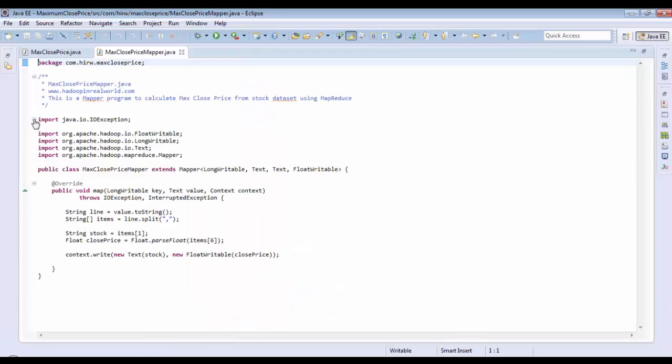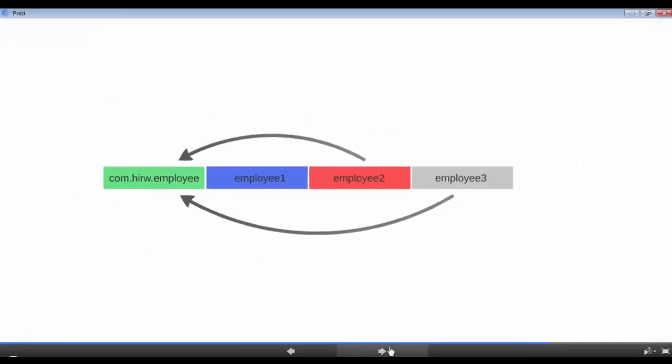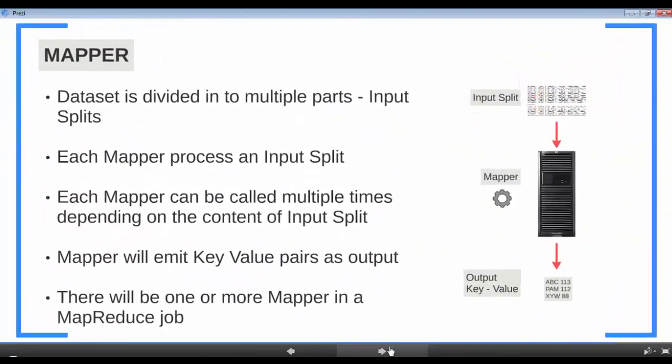So here's my mapper program, MaxClosePriceMapper.java. Before we talk about the mapper program, let's recap what is a mapper and what is a map phase. Your data set will be divided into multiple parts, and we call the parts input splits because an input split respects logical record boundaries. Each mapper then processes an input split. Each mapper will be called multiple times depending on the content of the input split. Meaning, if you have 100 records in the input split, the mapper will be called once for each record. So in our case, it's going to be 100 times.